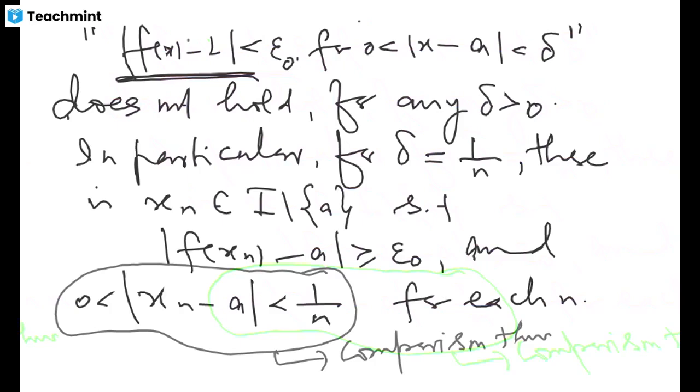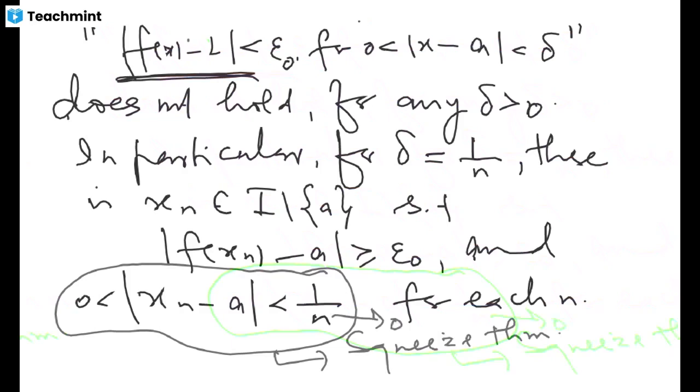So the comparison theorem will say this, or instead of the comparison theorem, we can go to the squeeze theorem, because the right bound goes to 0, the left is 0, so the middle one will also converge to 0, and the middle one is the absolute value of xn minus A, which goes to 0. That is equivalent to saying that xn converges to A.